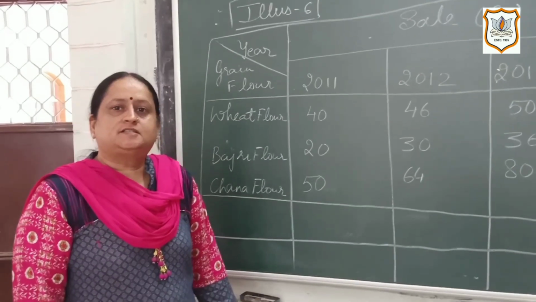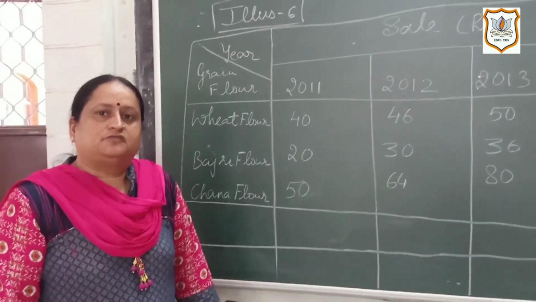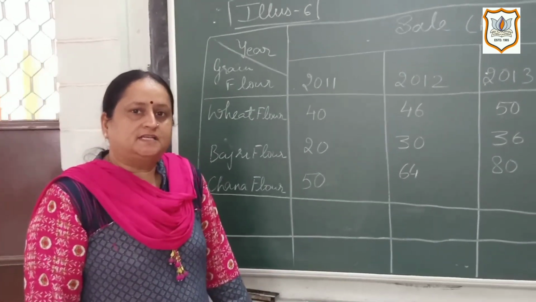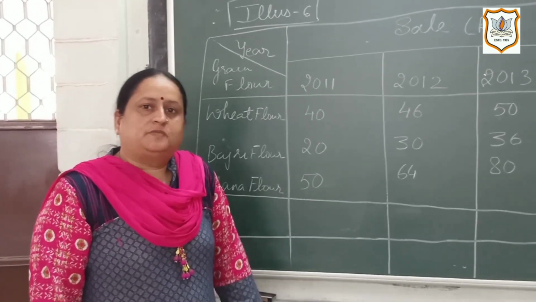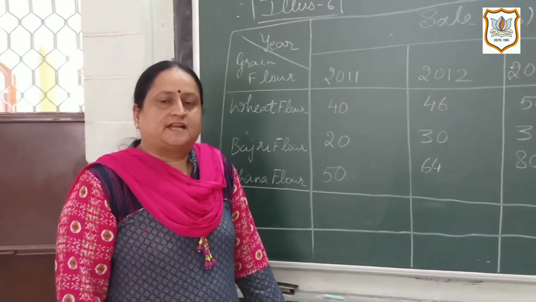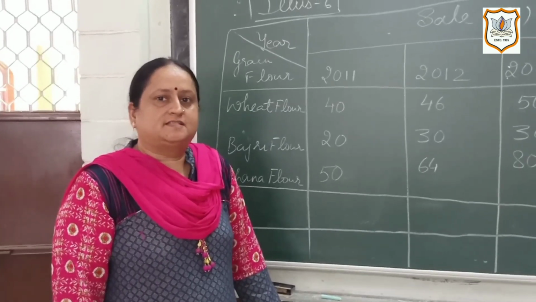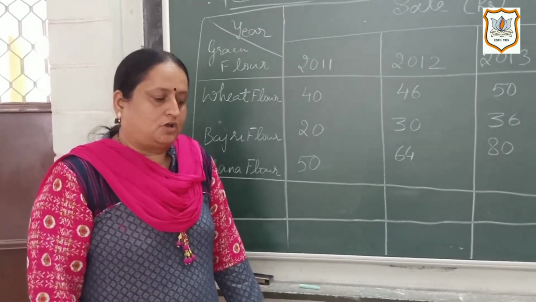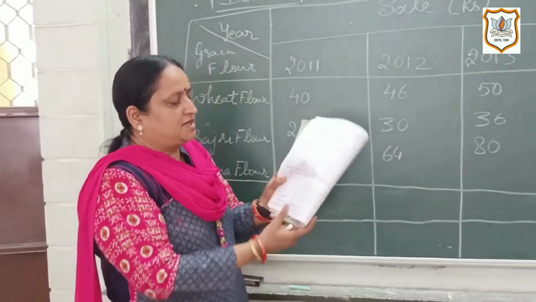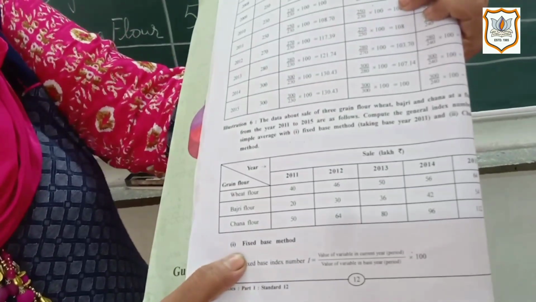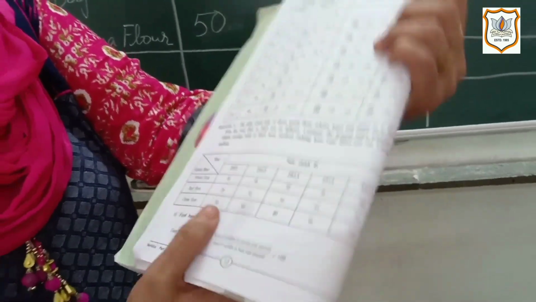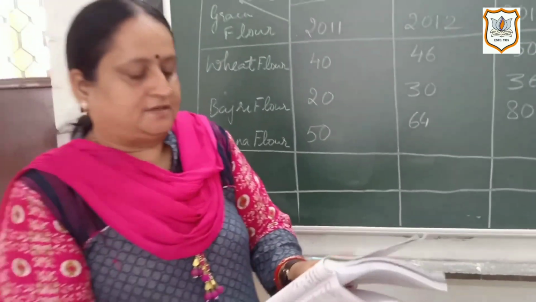Good morning, students. You have studied the fixed base index number and chain base index number. Now, on the basis of the two methods which we have discussed, that is fixed base and the chain base, today we are going to solve illustration number 6 given in your textbook. Now, let us see what is given in that question.